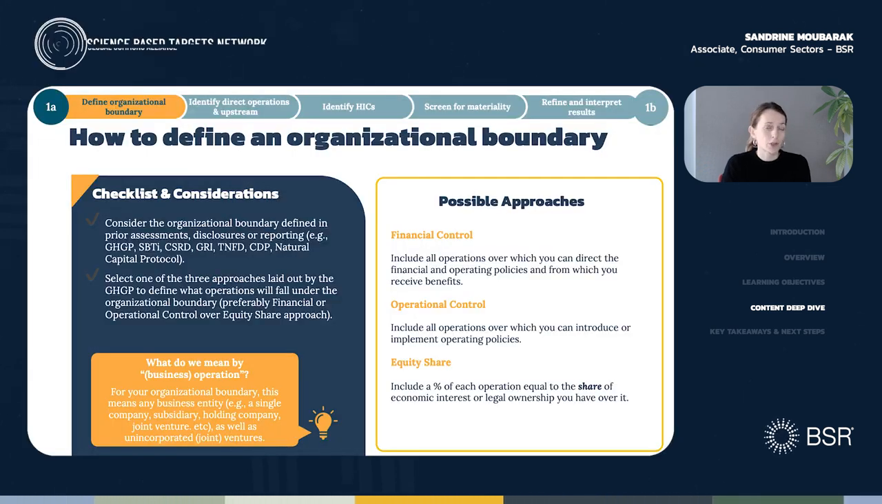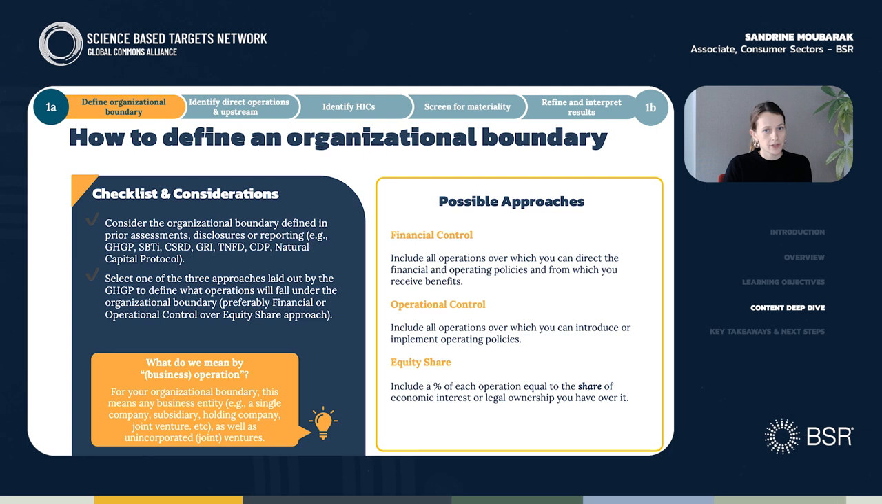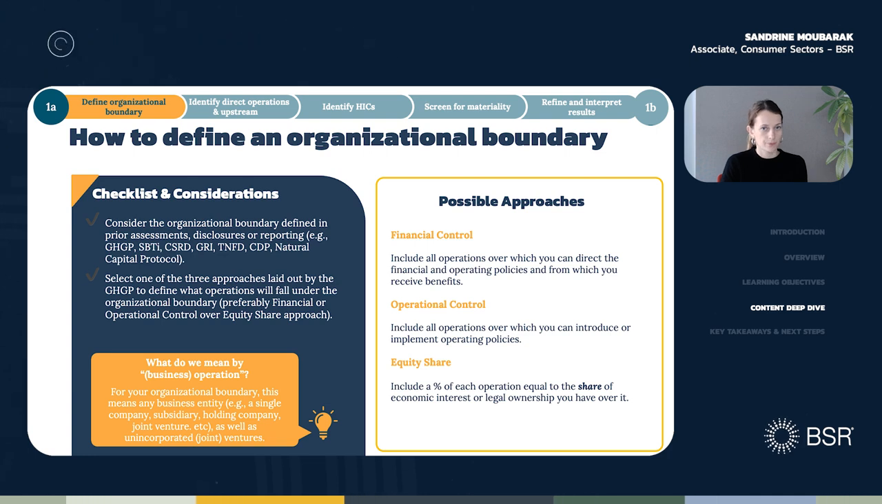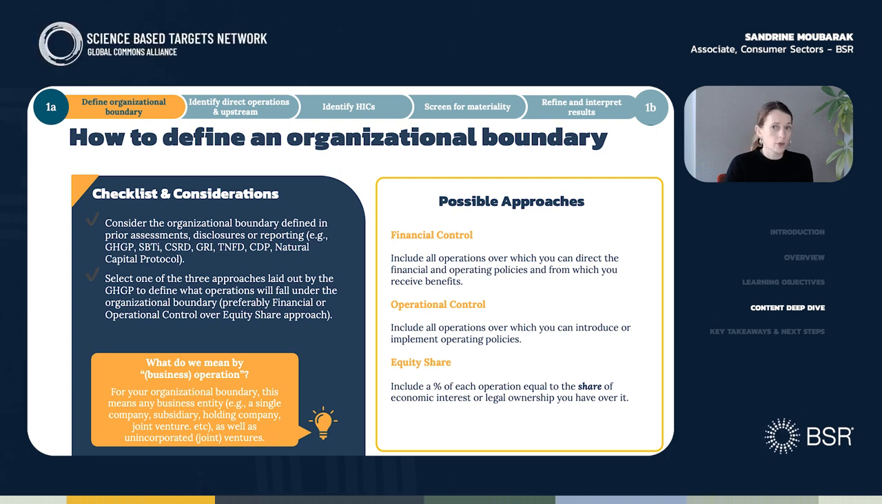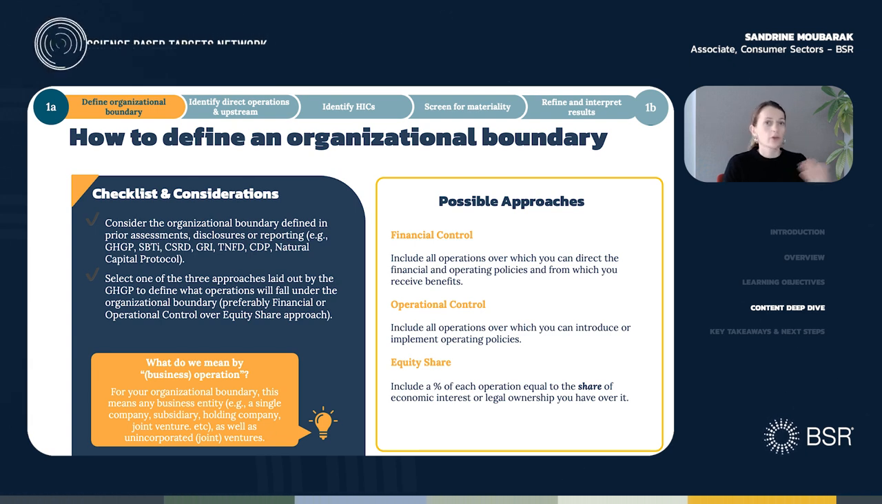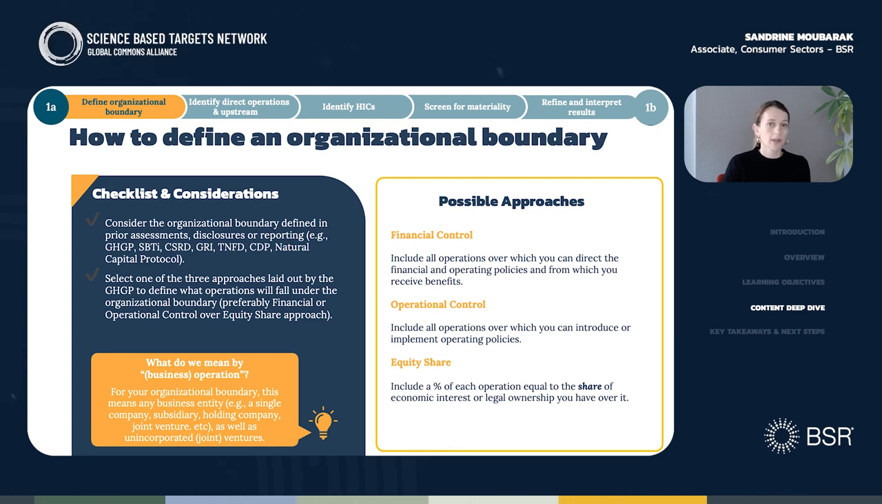So let's get started and look at what an organizational boundary is and how to define it. Your company's organizational boundary basically determines the broadest scope of the company's direct operations that will be covered in the methods. It will dictate which parts of the organization must be considered for the pressure screening that you'll be doing later on in Step 1B. The first thing you can do is check whether your company has already defined an organizational boundary in the past for other relevant frameworks such as the Greenhouse Gas Protocol, or for setting SBTi climate targets with which the SBTN's methodology is aligned.